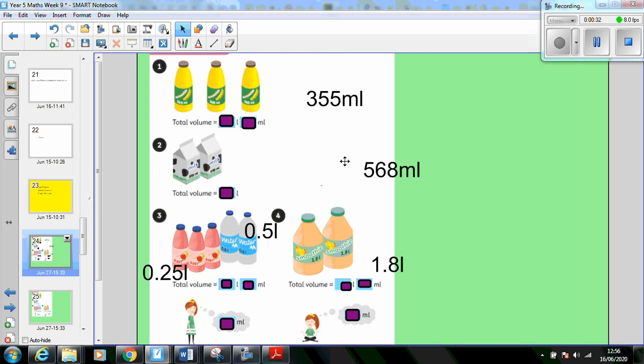The milk, each carton has 568 millilitres. What would the total be? For question 3, the water bottles are half a litre and the juice bottles are 1/4 of a litre. Here the smoothie is 1.8 litres. Try giving your answer in different ways. You could use millilitres, litres and millilitres, or you could use fractions.